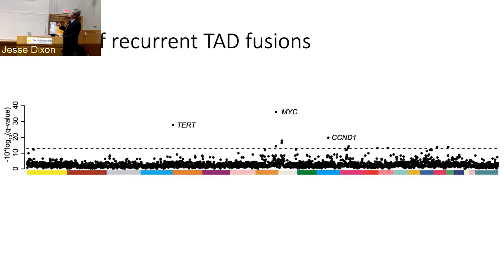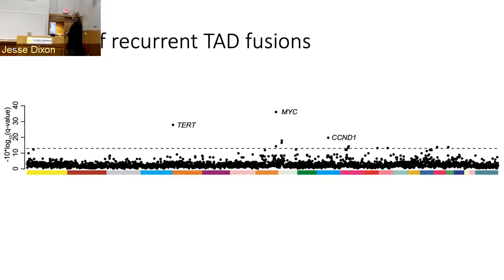At least some of the top hits are your classic oncogene loci. The most frequently rearranged site is MYC. We can see frequent events at telomerase and cyclin D1. Some of the other ones I don't have labeled here, partly because there might be multiple oncogenes per locus. We don't necessarily know if there's one target or multiple. Well, we'll get to it.